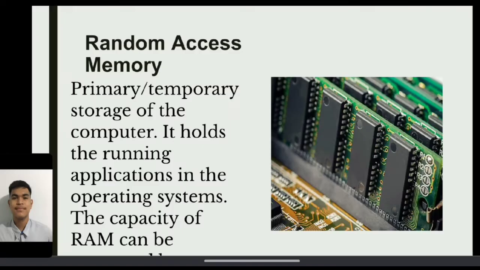And next, random access memory. It is the primary or temporary storage of the computer. It holds the running applications and the operating system. The capacity of RAM can be measured in megabytes or gigabytes.